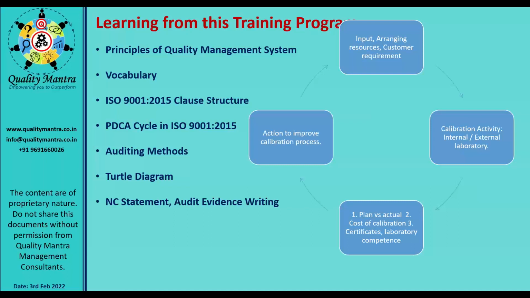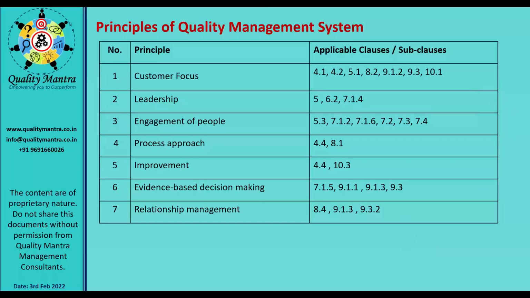NC statement exercise, how to write the audit evidences, that we have seen. So, in the principles of quality management system, how many principles are there? 7 principles of quality management system: customer focus, leadership, engagement of people, process approach, improvement, evidence based decision making, relationship management.